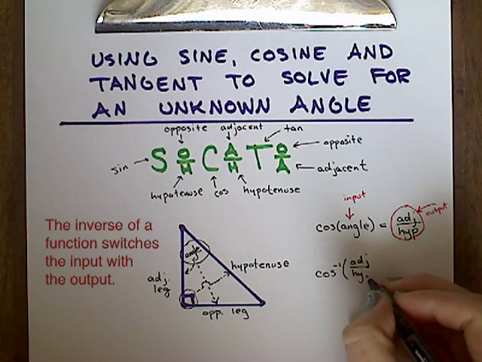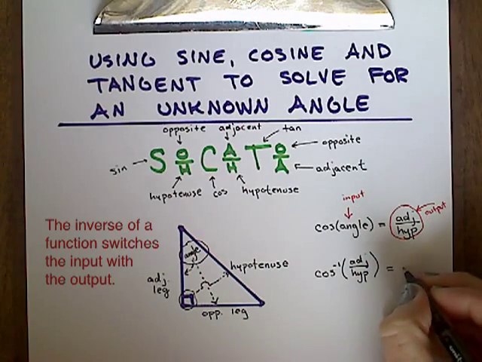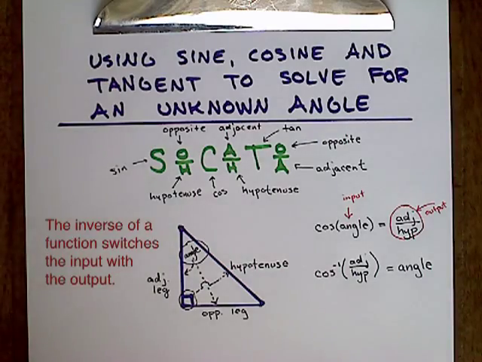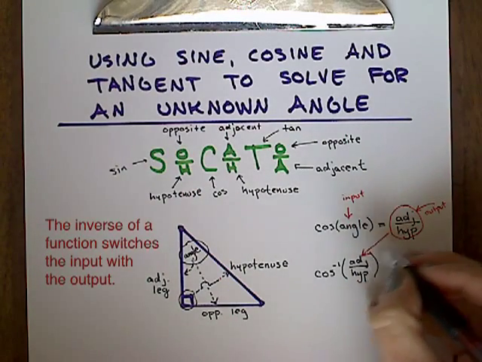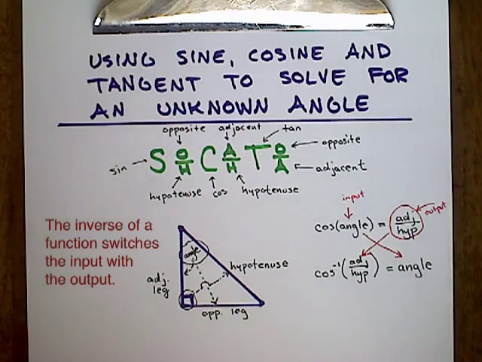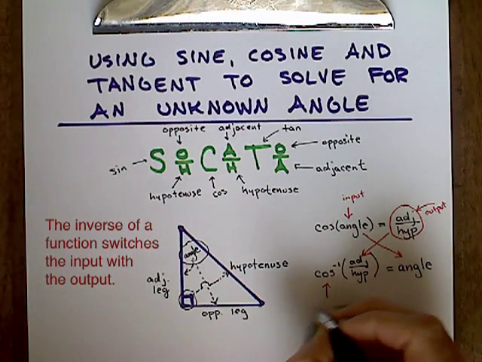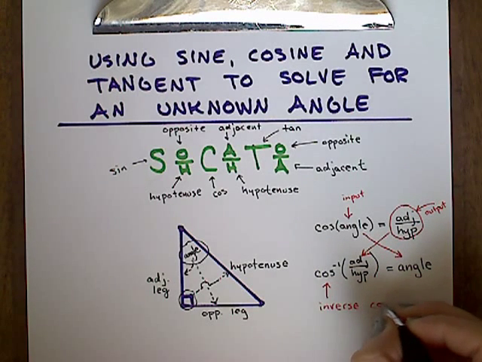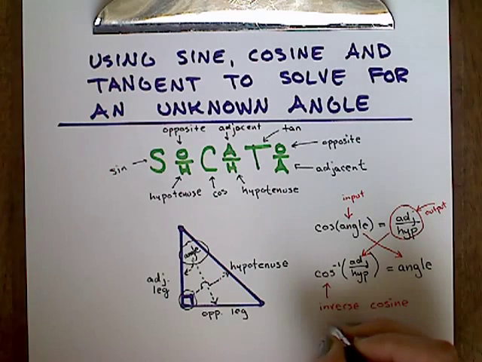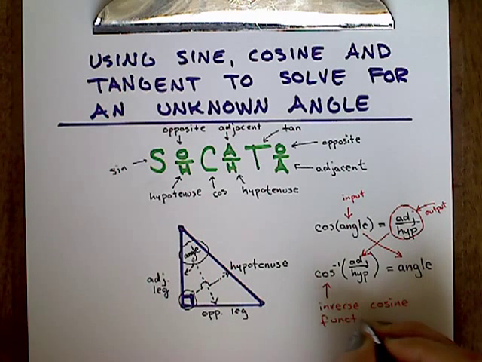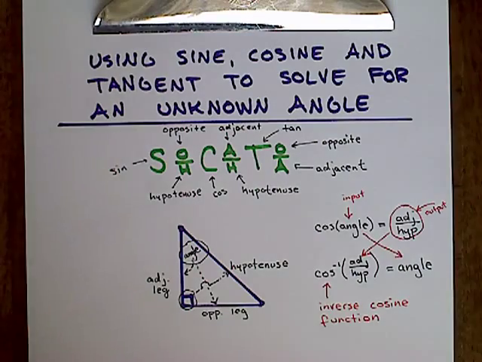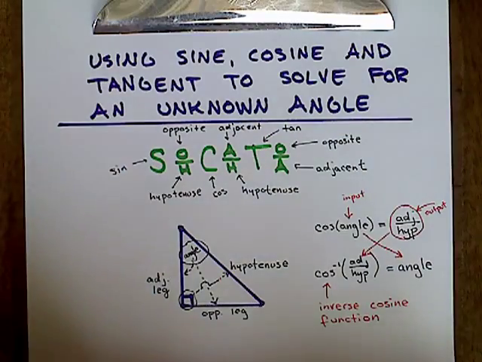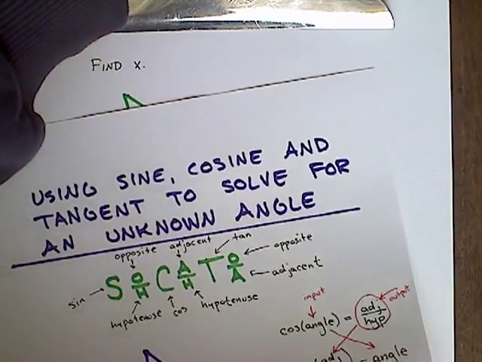We know that it's the inverse function because we write a -1 as a superscript to the cosine. So cos^-1 of a ratio will return an angle measurement for us. Again, the inverse of a function just switches the inputs and the outputs. I'm going to show you how you're going to use your calculator to actually evaluate this function. But to find an angle, we're going to use the inverse cosine function, or the inverse sine function, or the inverse tan function. So let's look at an example.